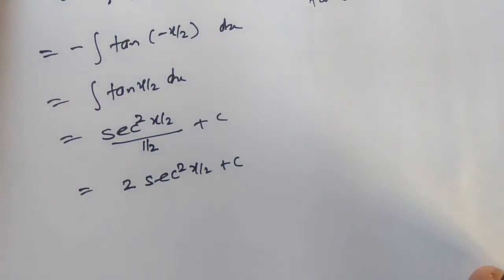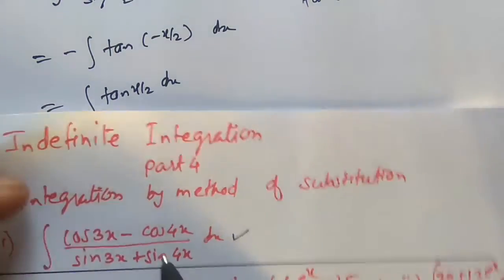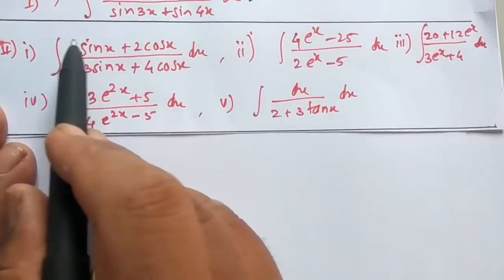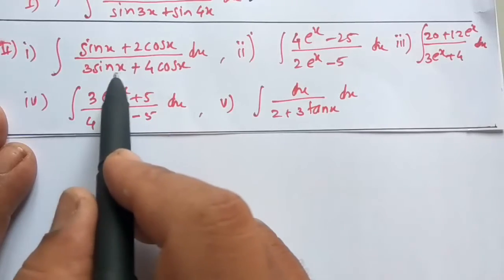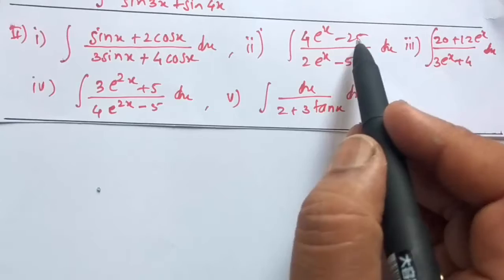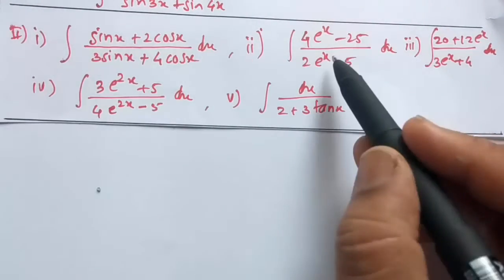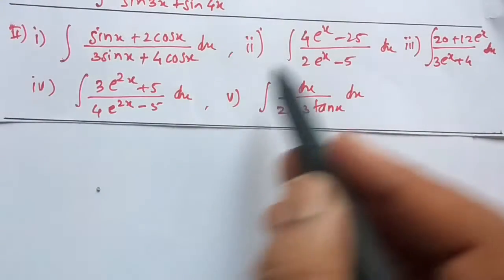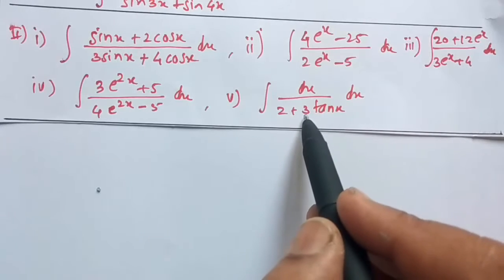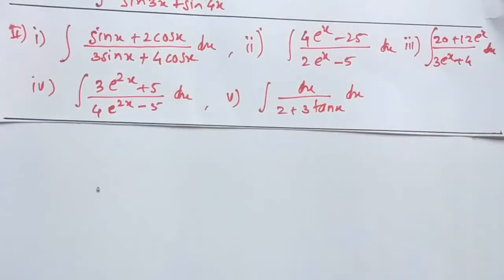So this is the example. We have solved the first example. Now the second type is integration of sin x plus 2 cos x upon 3 sin x plus 4 cos x. Now 2 e raised to x minus 25 upon 2 e raised to x minus 5. Third is the same as the second. Fourth is also the same as the second. And fifth is integration of dx upon 2 plus 3 tan x dx. It is the same as the first one.